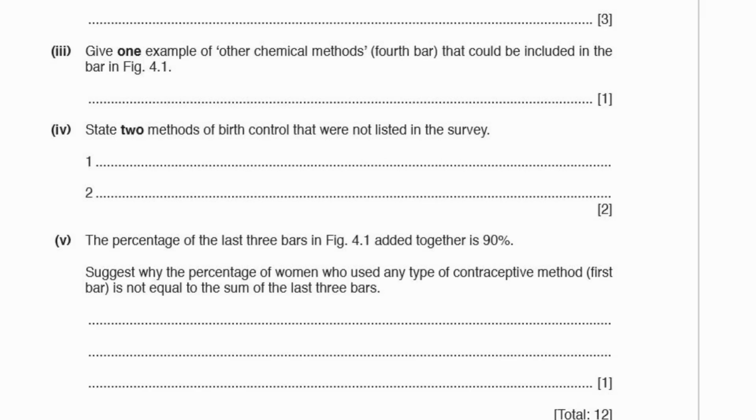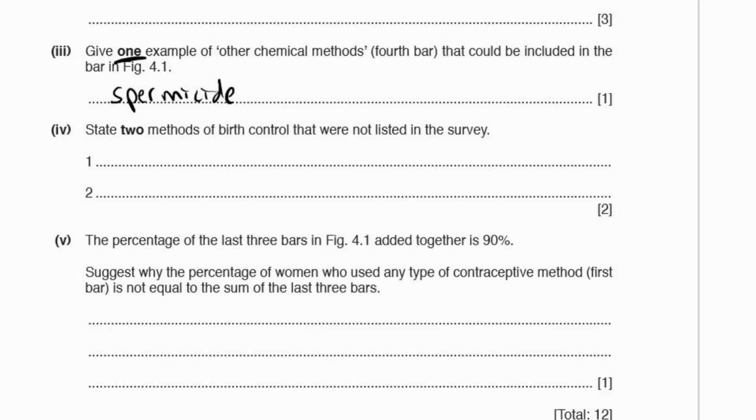3. Give one example of other chemical methods, which is the fourth bar, that could be included in figure 4.1. You could say the hormone implants, a hormone patch, hormone injections. You could say spermicide. You could say the IUD, intrauterine device, because that actually uses the copper on the IUD to make it so that you're unlikely to have implantation. So those are all chemical methods. I'm going to put down spermicide, but you only put down one example. You can use any of those, though.